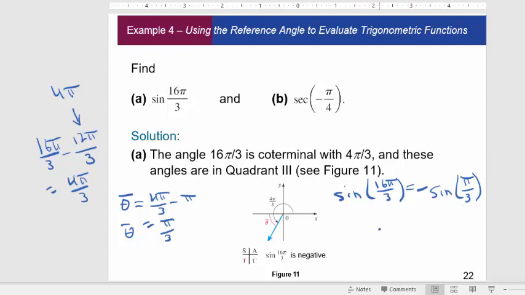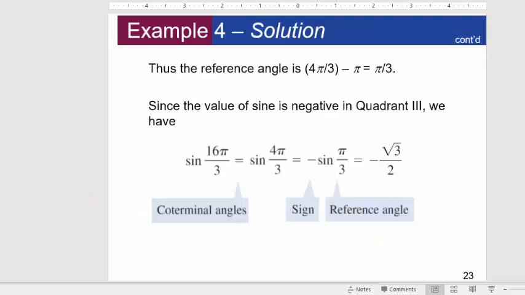Then you're just going to go to your special triangle. If this is pi over 6 and that's pi over 3, pi over 6 is the 30-degree angle. The sides were 1, square root of 3, and 2. So the sine of pi over 3 is the opposite over the hypotenuse, so it's square root of 3 over 2. But like I said, it's going to be negative because it's in the third quadrant where sine is negative. So the sine of 16 pi over 3 is really negative square root of 3 over 2. And that's the process that they go through there, which is the same as I just did.